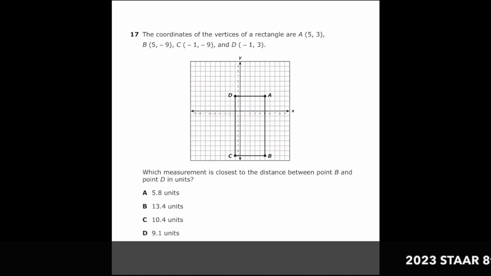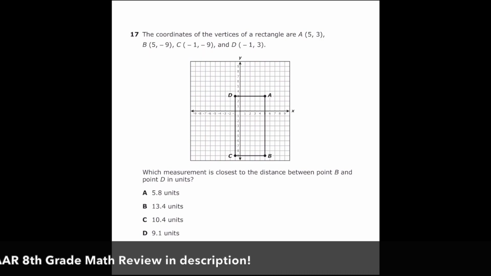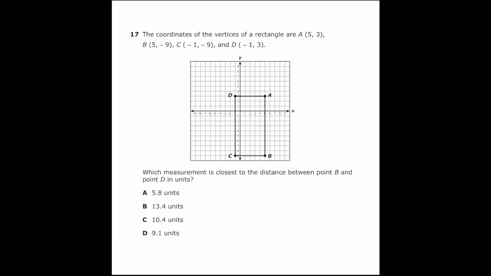This is number 17 from the 2022 8th grade math STAAR test. The coordinates of the vertices of a rectangle are (5, 3), (5, -9), (-1, -9), and (-1, 3). Which measurement is closest to the distance between point B and point D in units?